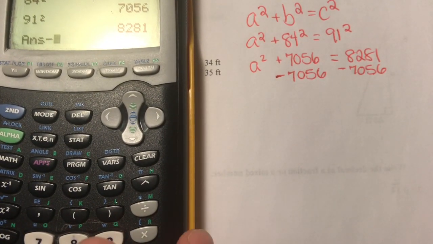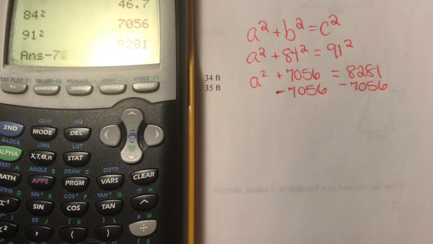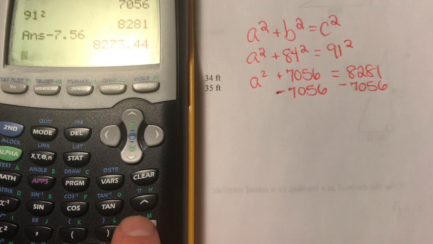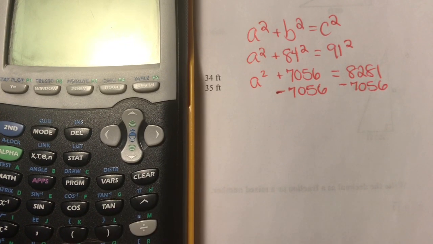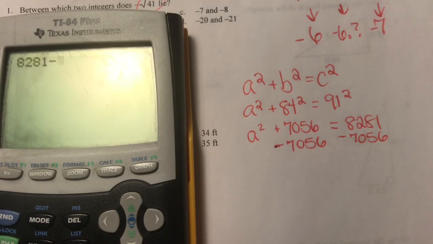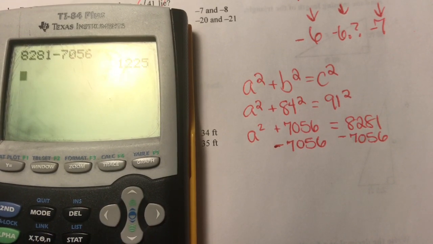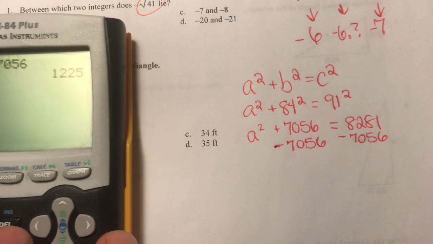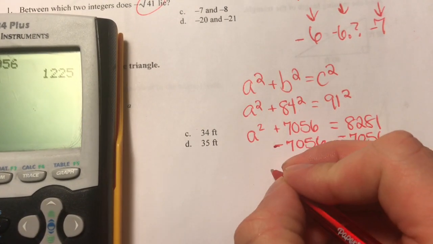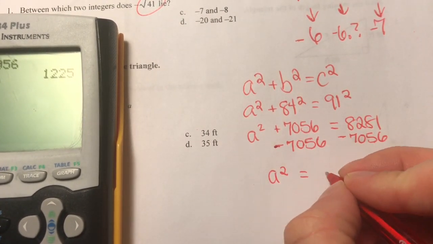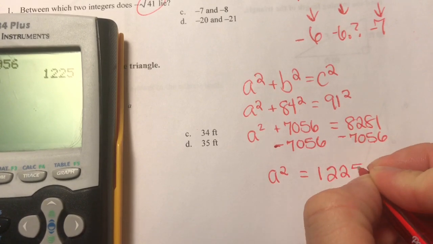8281 minus 7056 is going to be, oh, whoopsies. Let me do that again. 8281 minus, it'd be nice if you could see it, 7056. Why do I keep hitting the point? Ugh. 7056, enter. You can't see it, but there it is. That's a nice looking number. I wonder if anything special is going to happen with that number right there.